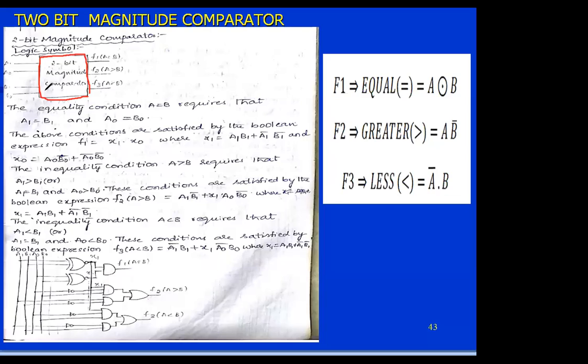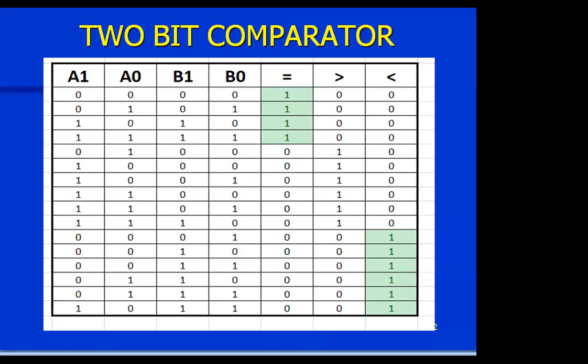Now we are going to see how the comparison operation is performed. When A equal to B, we call this F1. When A greater than B, we call this F2. When A less than B, we call this F3. Now we are going to see the functional table. In this 2-bit comparator, A1, A0 are the A bits and B1, B0 are the B bits, and the outputs are indicated with three conditions: the equality condition, F1, the greater than condition, F2, and the less than condition, F3.